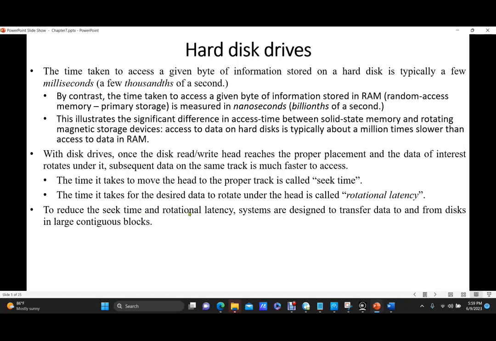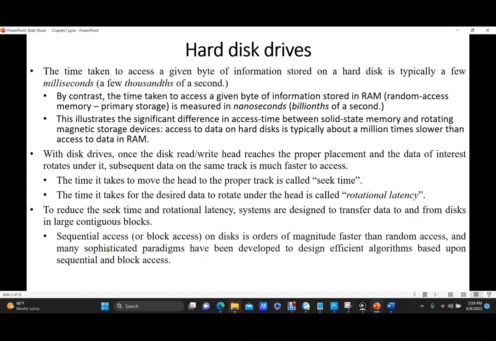To reduce seek time and rotational latency, systems are designed to transfer data to and from disks in large contiguous blocks. Sequential access or block access of this type on disks is orders of magnitude faster than random access, and many sophisticated algorithms have been developed to design efficient algorithms based on sequential and block access.